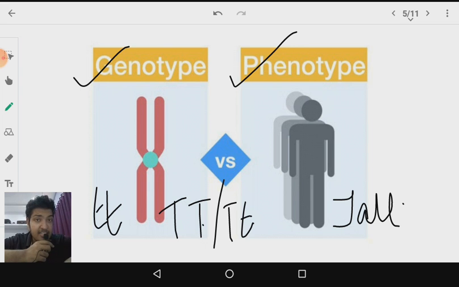Now what are these letters? These letters are nothing but alleles. Alleles are the contrasting characters of a gene. Genes are present on chromosomes and they are the structural and functional unit of inheritance.